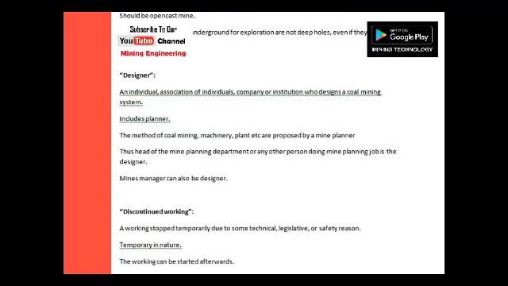Designer. Who is the designer? We have fashion designers, dressing fashions, constructions, domestic. Every building has a separate design pattern, a stylish way. In the civil department, whoever designs a building or a house is called a civil engineer. As well, a designer is an individual or association of individuals or company or institution who designs a coal mining system.